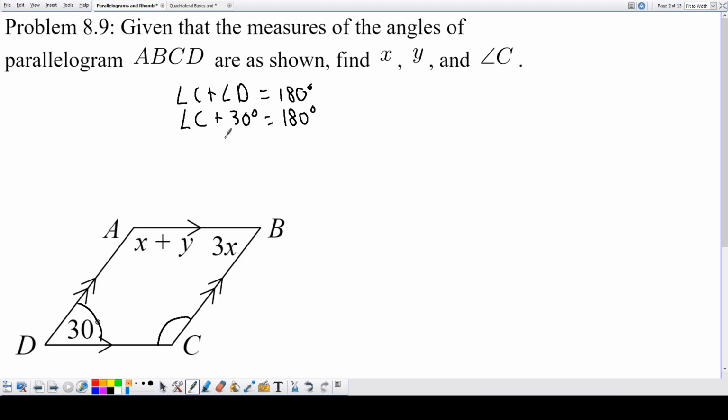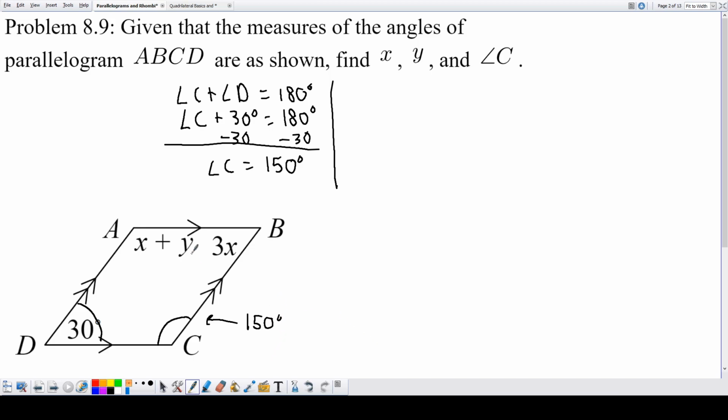And with some basic math, subtracting 30 on both sides, we are left with angle C is equal to 150 degrees. So, that gives us our first angle measure.